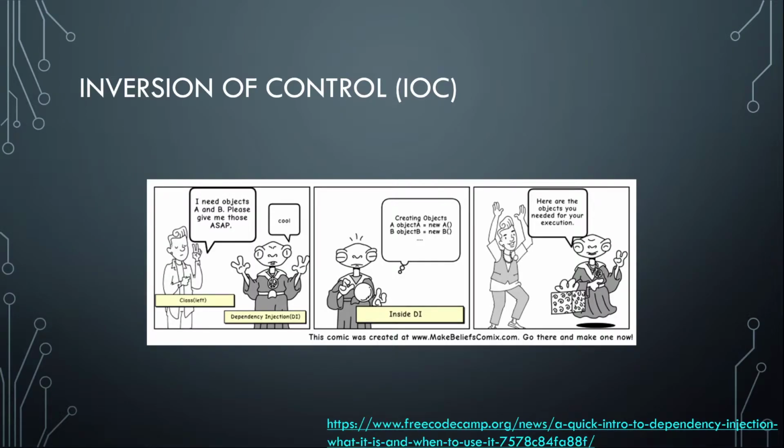Here is the picture that shows the relationship between class and dependency injection. When the class needs some objects, dependency injection creates them and gives these objects to the class.